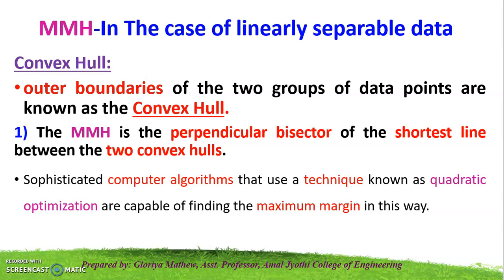So now let's see how to find out the MMH, maximum margin hyperplane, in the case of linearly separable data. The first option is the convex hull. The convex hull is the outer boundary of each of the two groups of data points. The first option is that the maximum margin hyperplane is the perpendicular bisector of the shortest line between the two convex hulls. Sophisticated computer algorithms that use a technique known as quadratic optimization are capable of finding the maximum margin in this way.